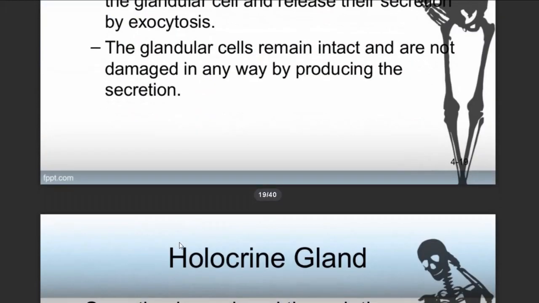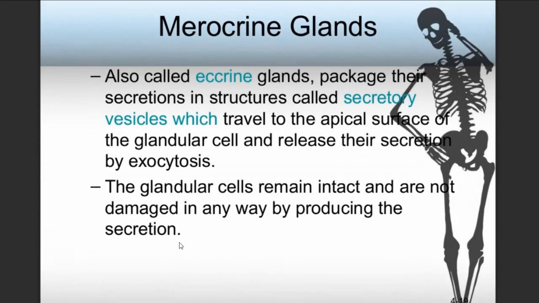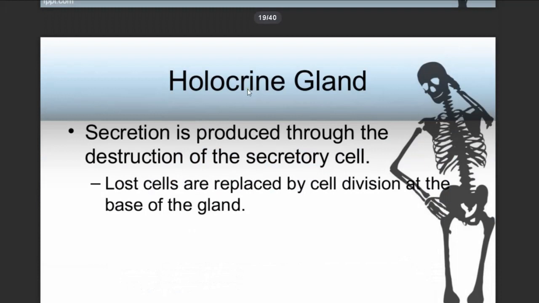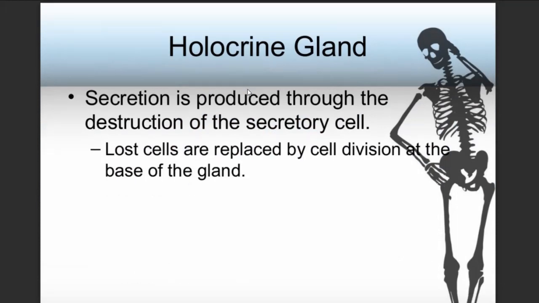We will classify the glands on the basis of their secretion type. Merocrine, which is also called eccrine glands. Their secretion method is they secrete secretory vesicles on the apex of their cells and release their secretion by exocytosis. The glandular cells remain intact and are not damaged in any way by producing this secretion. The other one is the holocrine gland. Secretion is produced through the destruction of secretory cells, means the whole cell will be destroyed along with its secretion. Lost cells are replaced by division at the base of the glands, means the stem cells.